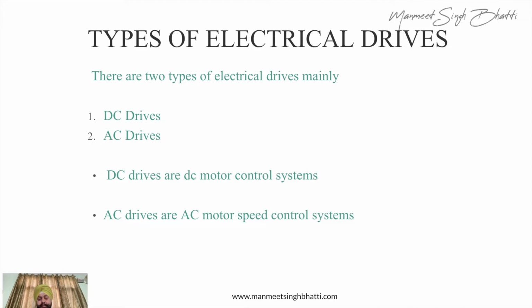And slowly, as AC power came and people started to use AC systems, AC motors also developed. And based on the AC motors, the drive systems for AC drives were also developed. So it's pretty simple: an AC motor uses an AC drive and a DC motor uses a DC drive.